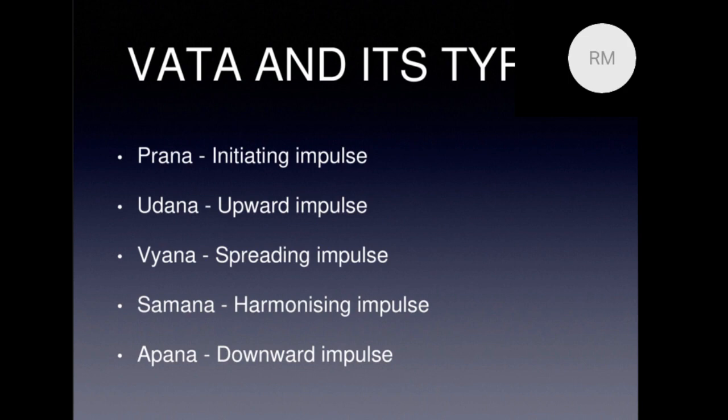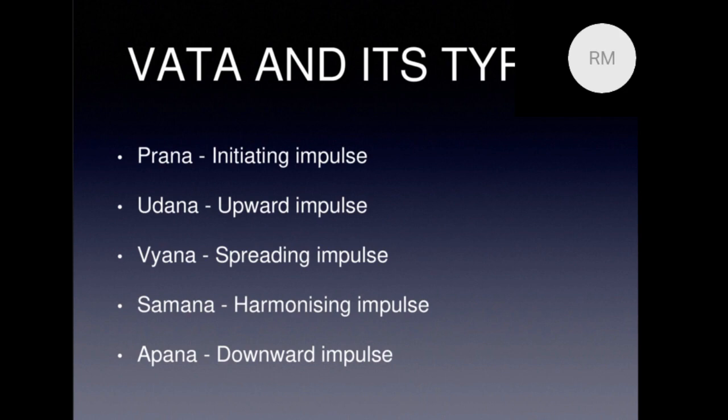So then we have Vyana, which is the spreading impulse. And then we have Samana, which is the harmonizing impulse. And Apana, which is the downward impulse. The spreading impulse of circulating the blood all over the body happens mainly in the region of the heart, and that is why we say Vyana Vata is there. But that does not again mean that Vyana is present only in the heart. As I said, it's present everywhere, but the function of Vyana is more manifest in the region of the heart.